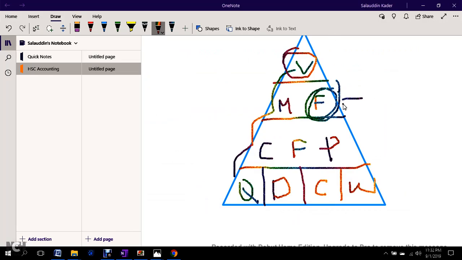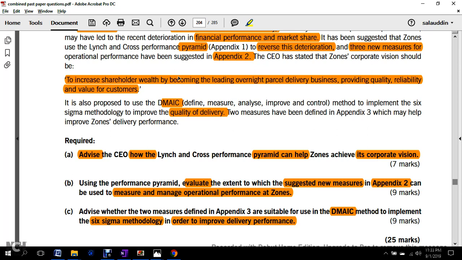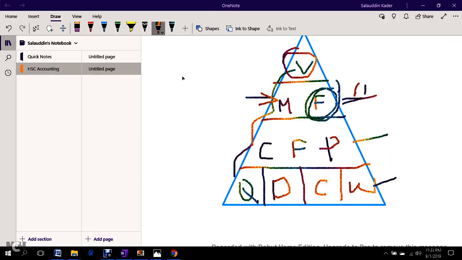In the pyramid, objectives are designed from top to bottom, that is, strategic to operational. Here is the strategic level, tactical level, and operational level. In the pyramid, objectives are cascaded from top to down, from strategic to operational. The organization has a vision of increasing shareholder value. How can I measure? This can be supported by a financial objective.